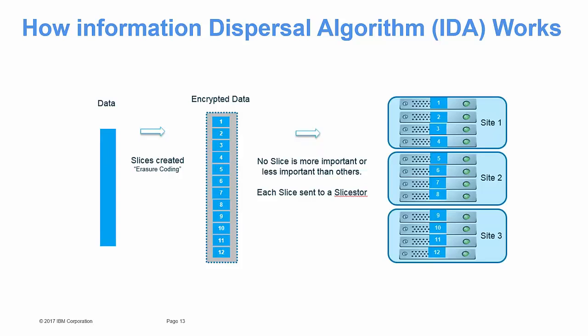But here's what we're going to do. We're going to take all 12 slices, and each one of those nodes is going to receive a slice. As you can see here, site 1 gets 1 through 4, site 2 gets 5 all the way to 8, and then site 3 gets 9 through 12. That's just an example of how we disperse that data, and that's how we protect it.